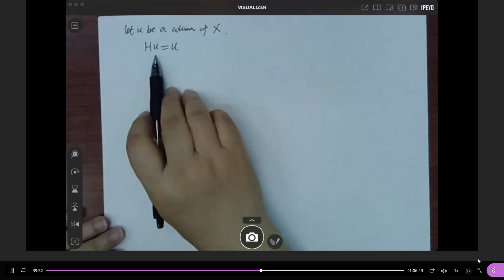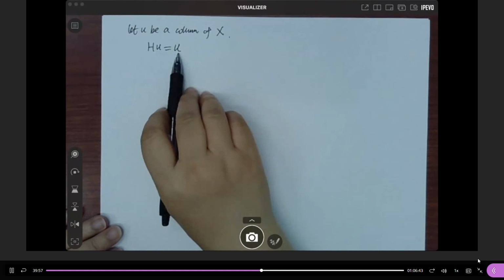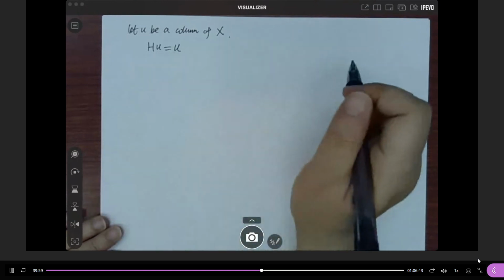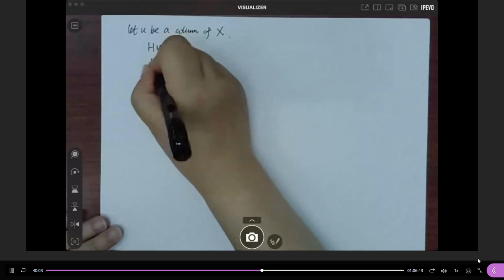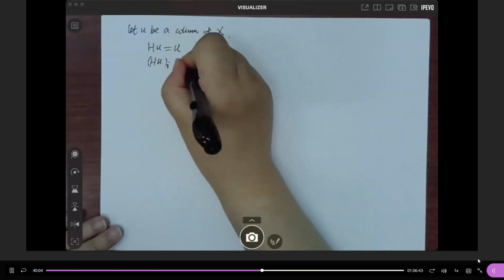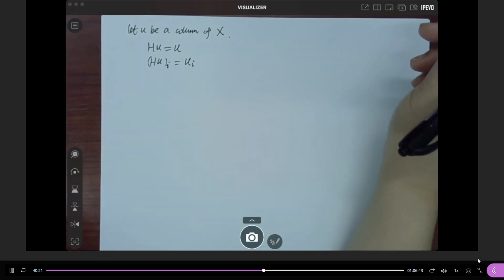So if the whole vector, HU is a vector, right? U is a vector. If the whole vector is equal, that basically means every element of the vector is equal, right? So HU, the ith element, equals U, the ith element. Still with me?